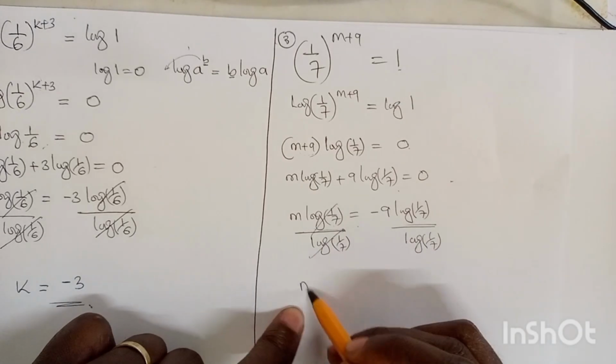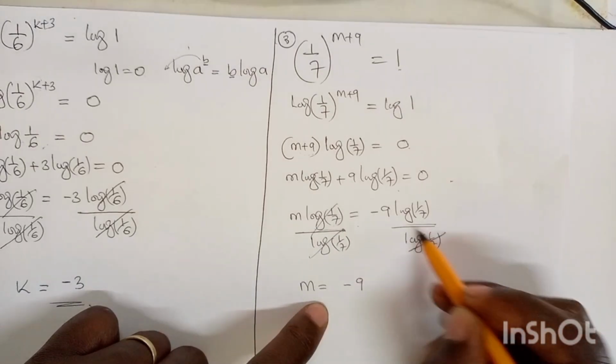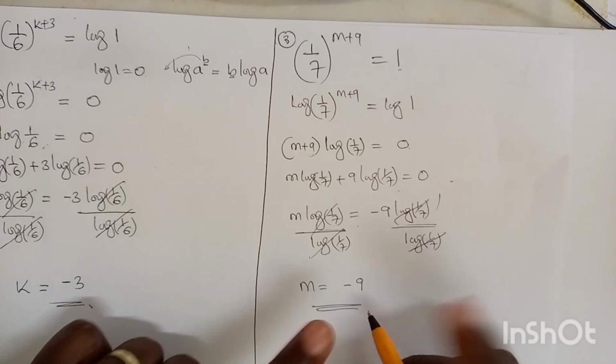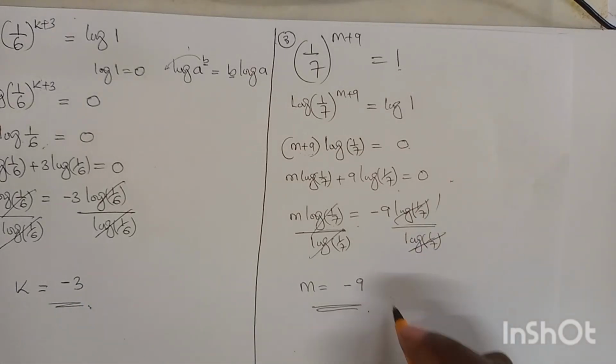So I'm getting m equals negative 9, and negative 9 is the answer. So that's it. I believe now this makes it clear to everyone.